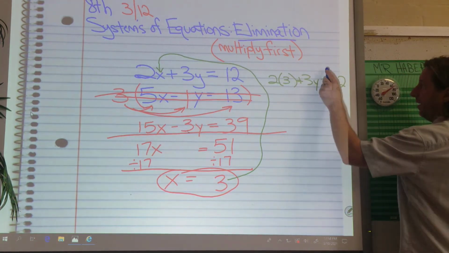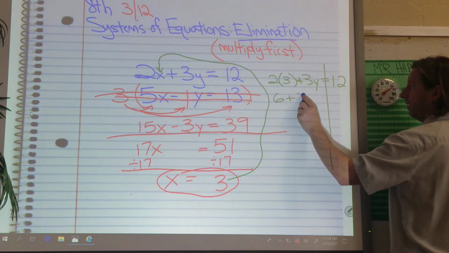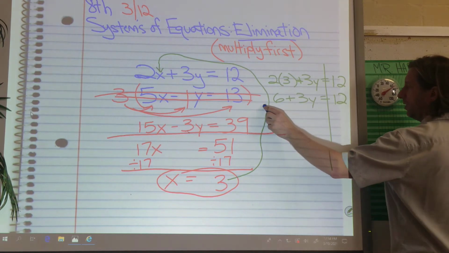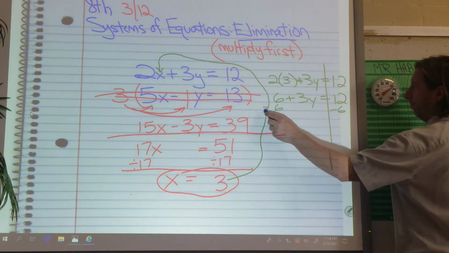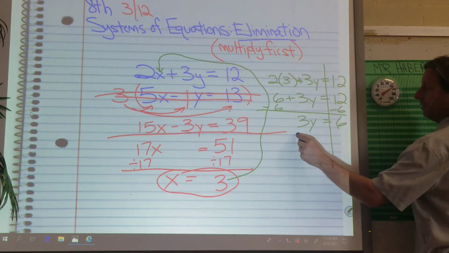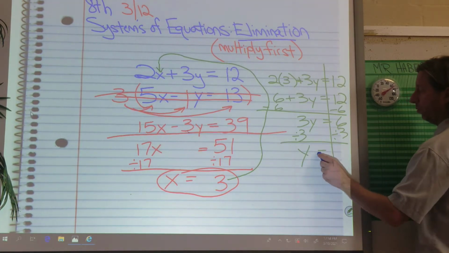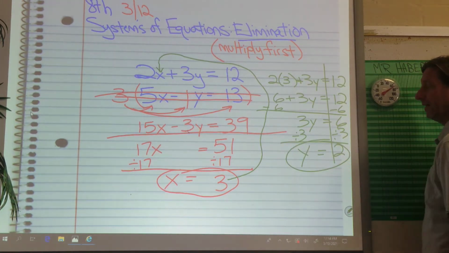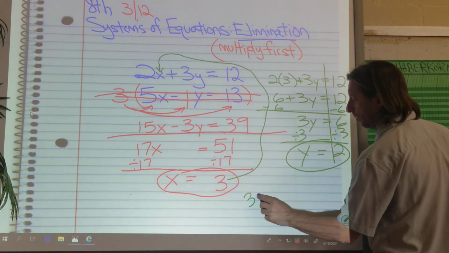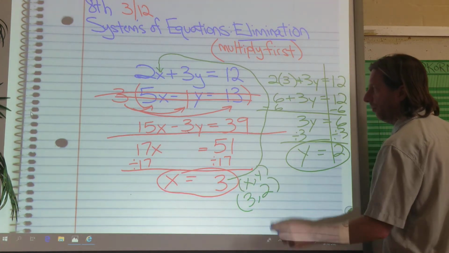Okay, so we just start solving it now, right? Step four, solve this for y. 6 plus 3y equals 12. I did 2 times 3. Subtract 6 from each side. 3y equals 6. Then we just divide by 3. y equals 2. Got our answer. 3 comma 2, right? 3 comma 2. So we always put our answer in x comma y form.